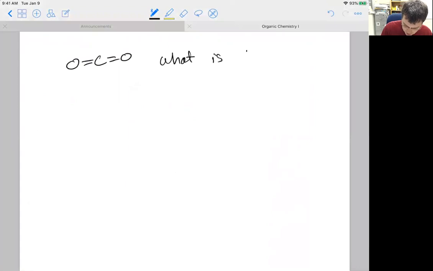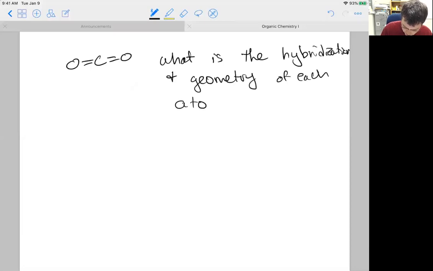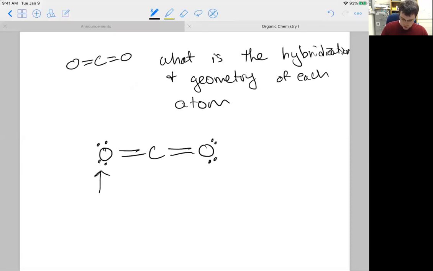What is the hybridization and geometry of each atom? Okay, so what is the hybridization and geometry of each atom in carbon dioxide? Well, what we're going to do is for each atom, we're going to count the things. The oxygen atoms are the same in either case. They have 2 lone pairs plus 1 atom. That's going to be 3 things.